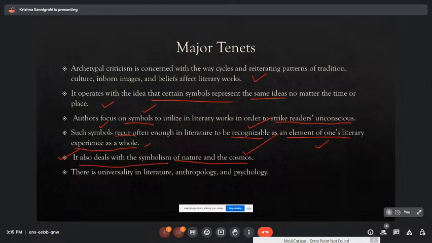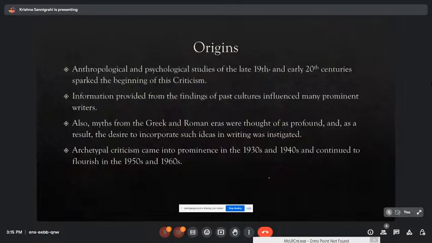So it deals with what? It deals with symbolism. There is universality in literature, anthropology, and psychology, and that is what archetypal criticism makes its target. Anthropological and psychological studies of the late 19th and early 20th centuries sparked the beginning of this criticism. This criticism is referring to what? Archetypal criticism. Information provided from the findings of past cultures influenced many prominent writers. So many prominent writers were influenced by what? By the information which was provided from the findings of the past cultures.